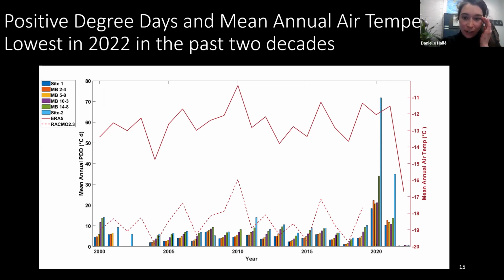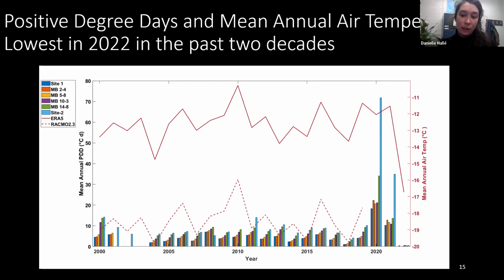So to walk you through this figure, for you guys, maybe it's the left-hand y-axis, is the mean annual positive degree days. And then on the other y-axis is mean annual air temperature. Between 2019 and 2020, there's a shift in climate models. After 2019, it's the ERA 5 data. And if you look at the difference between the mean annual air temperatures, you can see this positive offset between RACMO 2.3 and ERA 5, which explains why we see this huge increase in positive degree days between those time periods.